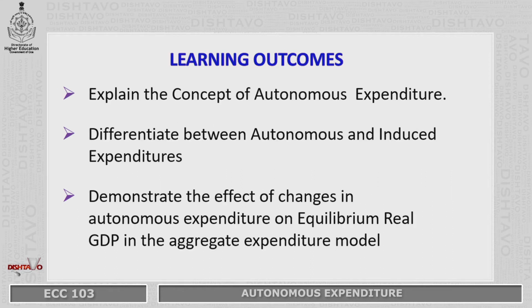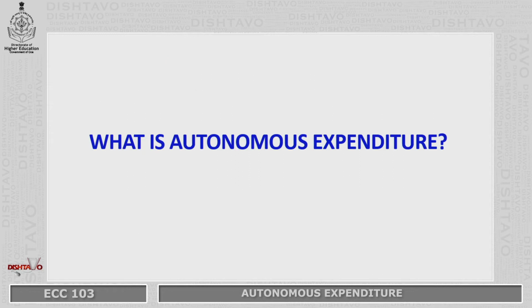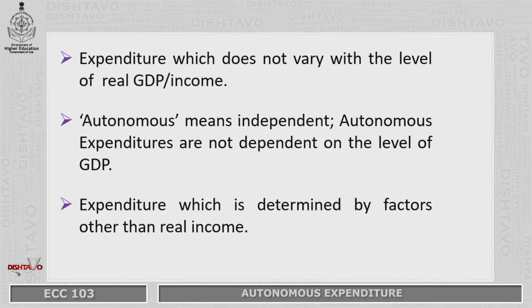At the end of the module, students will be able to explain the concept of autonomous expenditure. They will be able to clearly differentiate between autonomous and induced expenditure and clearly demonstrate the effect of changes in autonomous expenditure on equilibrium real GDP in the aggregate expenditure model. So let's begin with the question, what is autonomous expenditure?